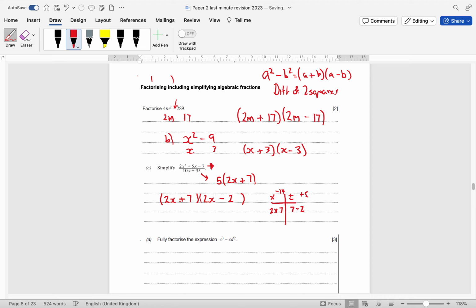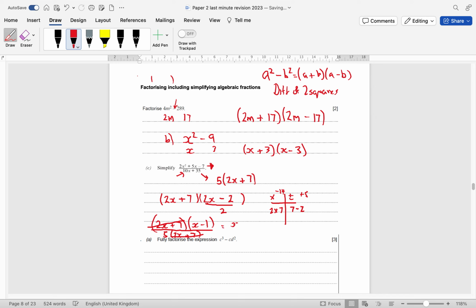This bracket isn't divisible by anything, but the second one is divisible by 2, right? Leaving me 2x plus 7, x minus 1, right? Divided by this thing, which I factorised to be 5, 2x plus 7, and that's where you think this is gold dust. I've got this right because there's a bracket in my top factorising that I've also found in my bottom one.